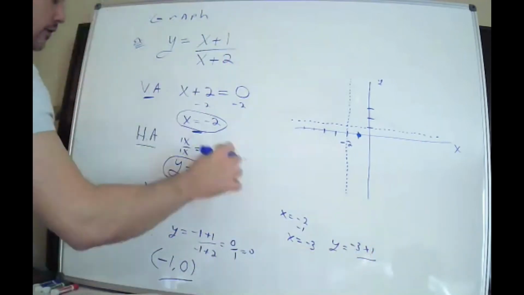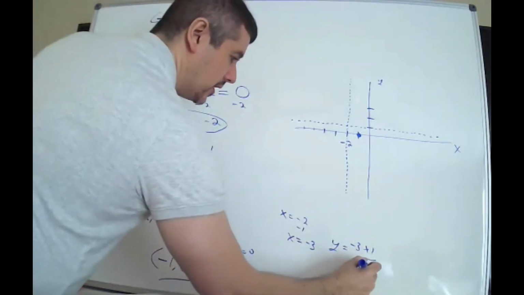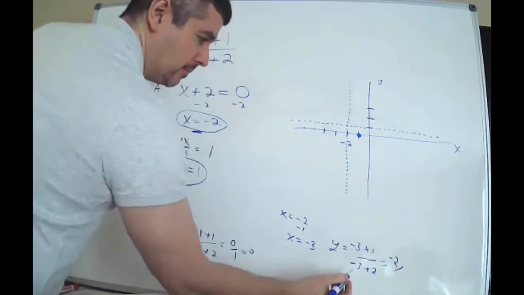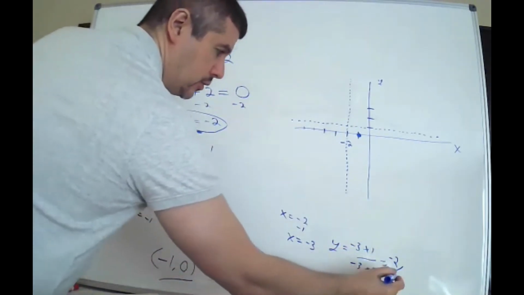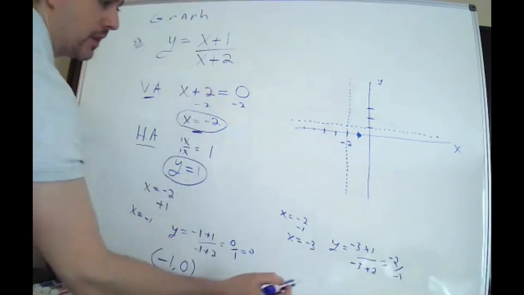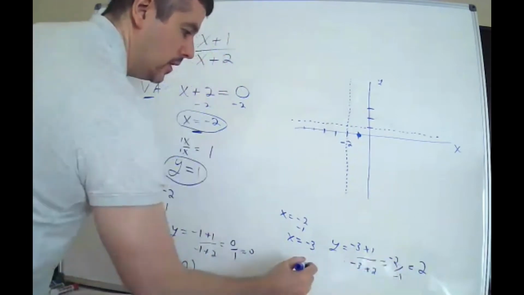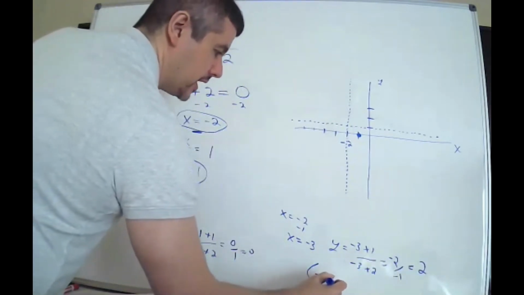And then you get -3 plus 2. Now again, why did I do this? -3 plus 1 is -2 on top. Now what's on the bottom? -3 plus 2 is -1. Negative over negative is positive, so this comes out to be 2. So you get the point -3 comma 2.